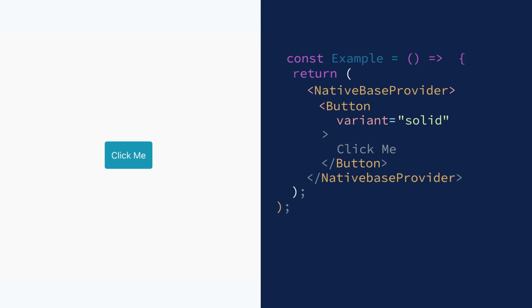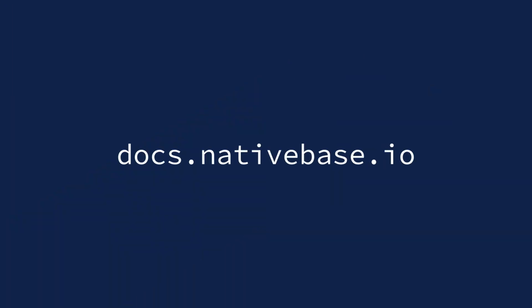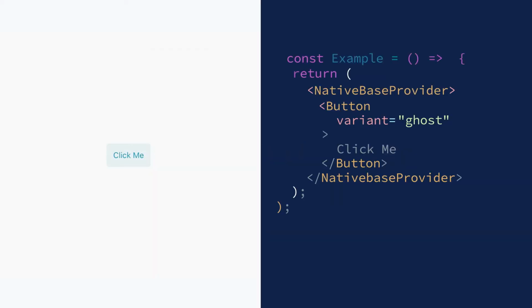You can use solid, subtle, outline, link, and more. Plus, you can create your own variants. Check out docs.nativebase.io to learn more on this.